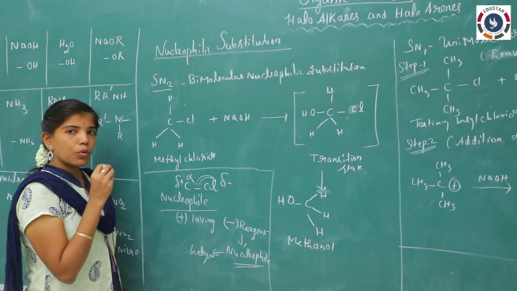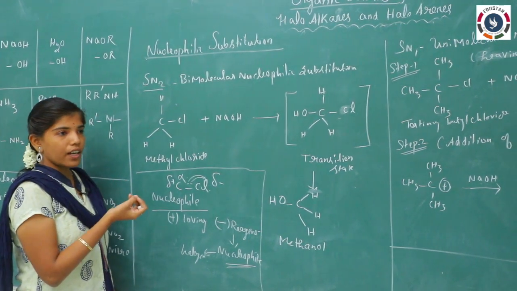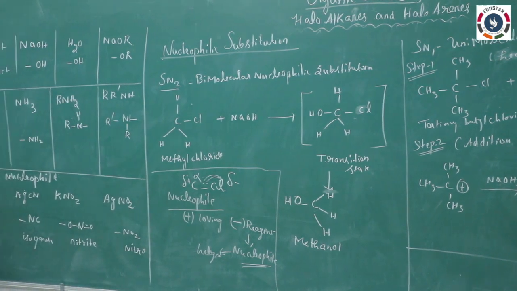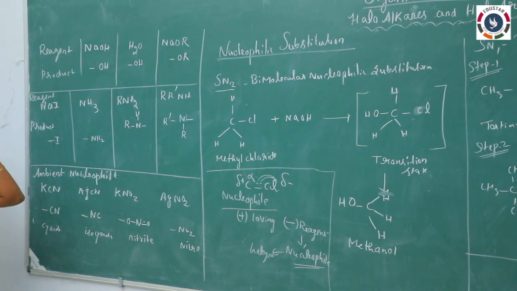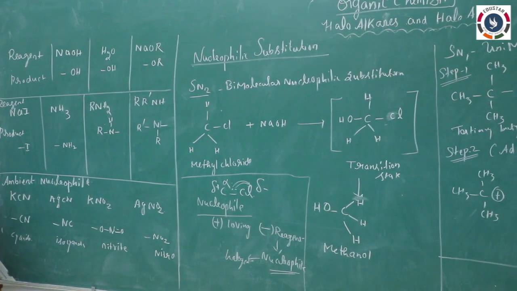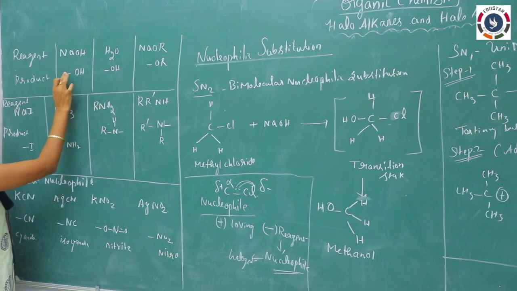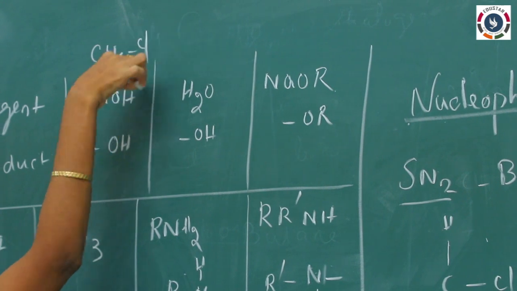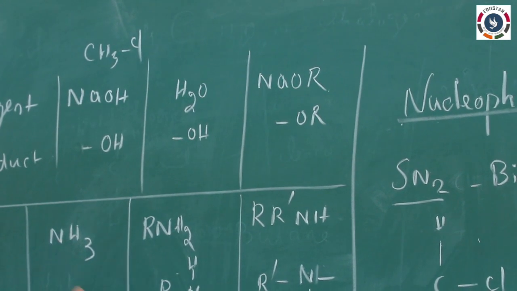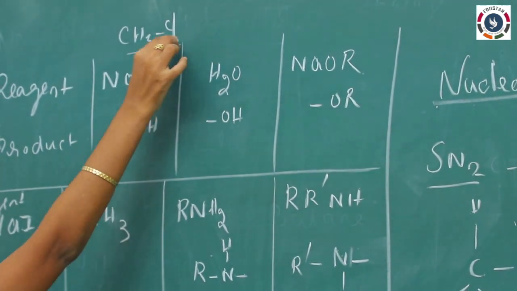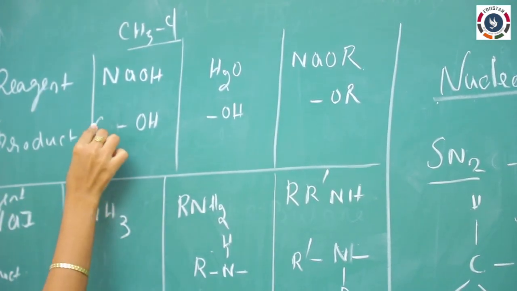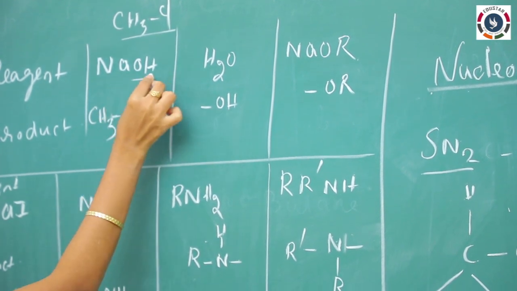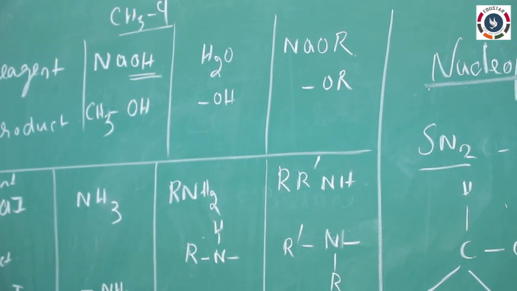Now I want to say about the different types of nucleophilic reagents available. So let us start with the reagents. Sodium hydroxide: if I am adding sodium hydroxide to methyl chloride, to all these reagents I am taking this same substrate, methyl chloride, I am getting CH3OH, that is methyl alcohol. Here the nucleophile is OH.